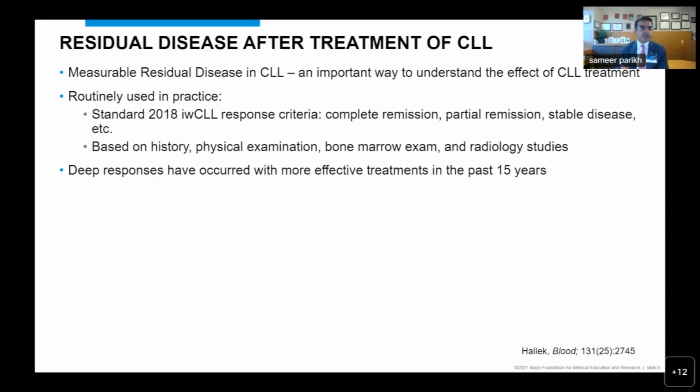And the amount of measurable residual disease is important because as we treat our patients with standard treatments, we all want to know the amount of response that we have achieved after that treatment was completed. This is usually in the standard IWCLL response criteria called complete remission, partial remission, etc. And this is typically based on history, examination, bone marrow studies, and CT scans. However, in the last 15 years or so, particularly with the advent of FCR-based treatment, we've been able to achieve a lot of deep responses in our patients. And I think the challenge is, how do we measure these responses?